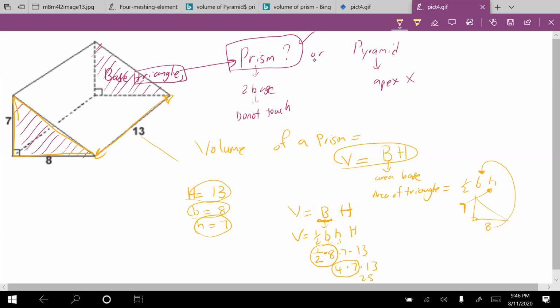4 times 7 is 28. 28 times 13: 3 times 8 is 24, carry 2. 3 times 2 is 6, plus 2 gives 8. 1 times 8 is 8. 1 times 2 is 2. So 4, 6 and carry 1. So the volume of our figure is 364 square unit. Sorry, cubic unit, because we do not know the unit, but whichever unit it will be, this is a volume, so that's a cubic unit.